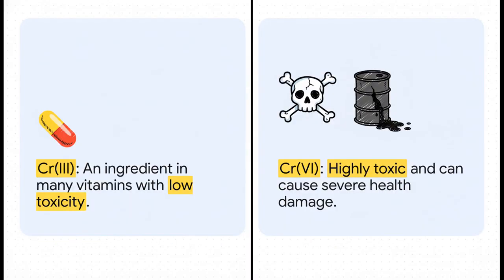Okay, so here's the crucial point. You've got chromium-3, or Cr3. This stuff is actually an ingredient in a lot of vitamin supplements, and it has pretty low toxicity. But then, you've got chromium-6, or Cr6. This form is highly toxic. It can cause severe damage to the body, and the name has to show that difference.